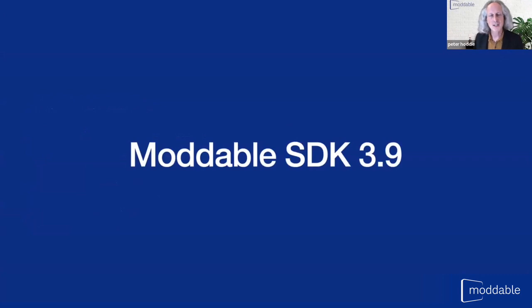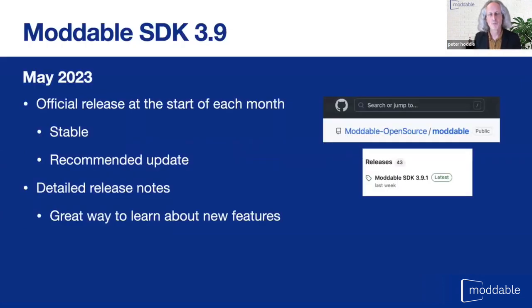So let's begin with the Moddable SDK, because that's really the foundation of everything that we do together. We do one release a month. This month it was 3.9. We encourage people to update to that version, once a month, which is a stable and recommended update. In between releases are more working copies. We always provide detailed release notes so that you can learn about new features, and you can find those release notes under the releases section on GitHub.